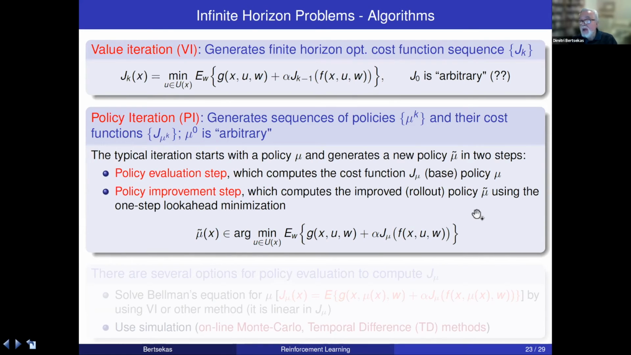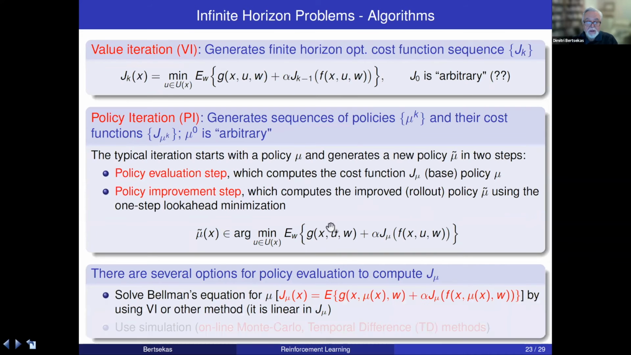But it involves some major difficulties. Given a policy, how do we compute the cost function of the policy? Well, for policy evaluation, we can look at the Bellman equation for the policy. This is the same as the Bellman equation for the overall problem, but involves only one policy, this policy mu. And it has this form here. It does not involve minimization. Instead, it involves only mu of x.